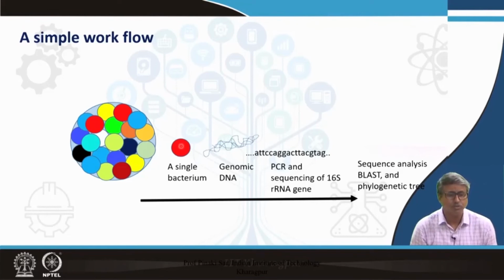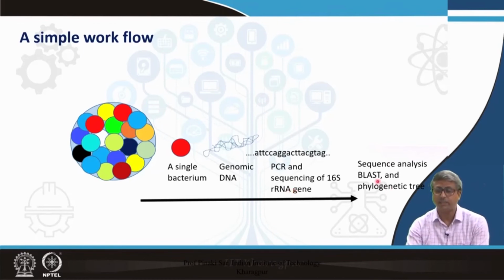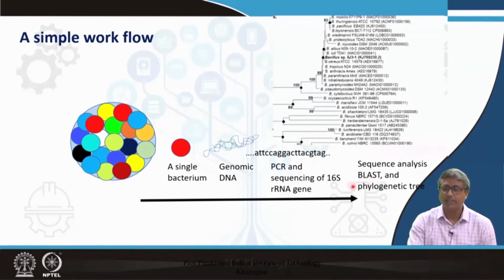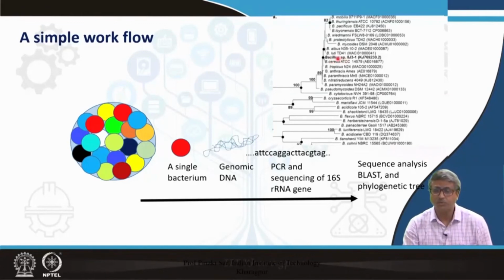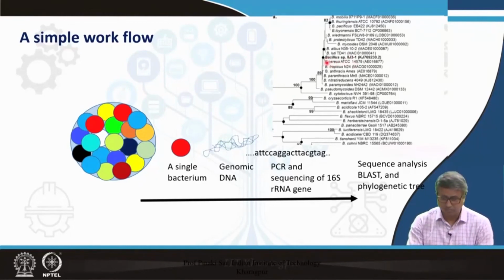Now, I will briefly show you the simple workflow. If we have a microbial community, we can take a single bacterium out of it and get the genomic DNA extracted, and then do a PCR based reaction and sequencing of the 16S ribosomal RNA gene, which is the phylogenetic marker, and then a sequence analysis like the basic local alignment search tool based method and phylogenetic tree construction can help us to identify what this species is. So, by constructing a phylogenetic tree, we can identify that this is a Bacillus species with the closest relative being Bacillus cereus, and it is a type strain. So, we can actually go up to that.